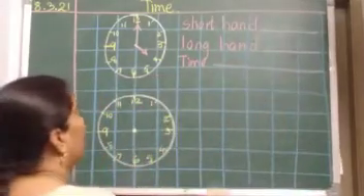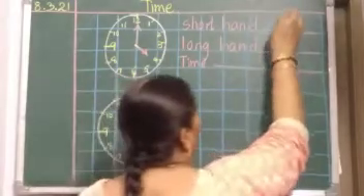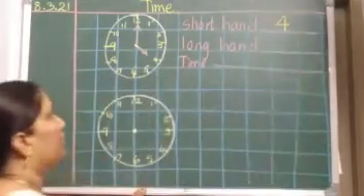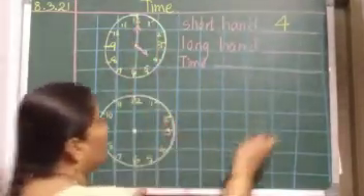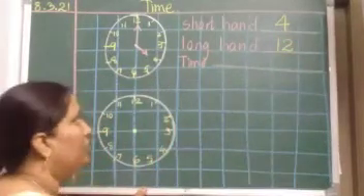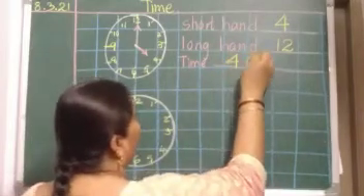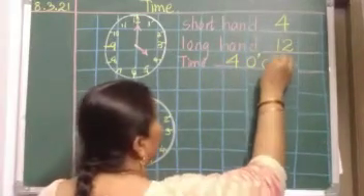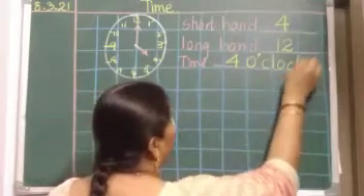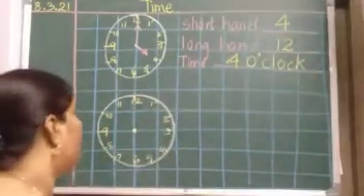Okay, now see the short hand. The short hand is on 4. Write down 4 here. The long hand is on 12. So what is the time? 4 o'clock. Write down 4 o'clock, C-L-O-C-K, clock. Okay, like this you should do.